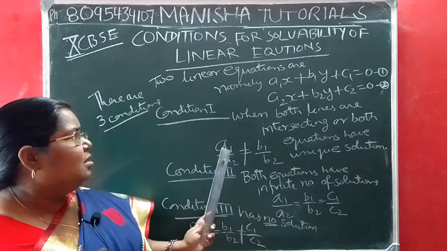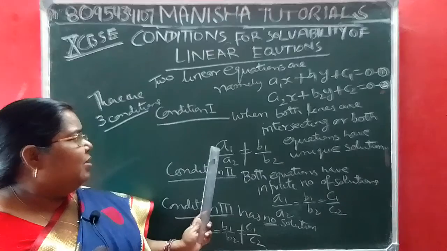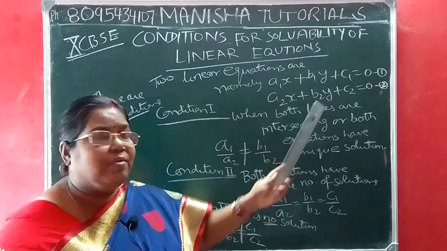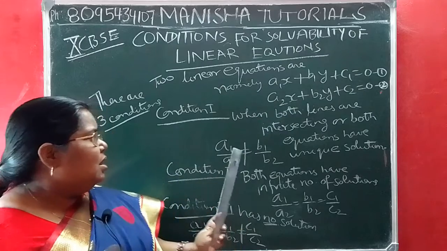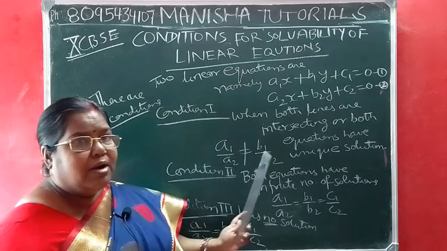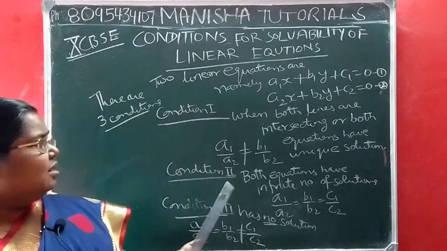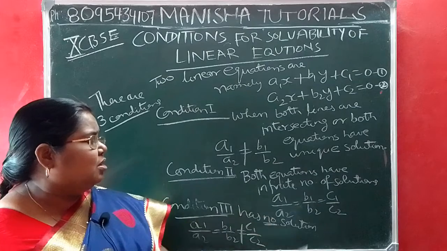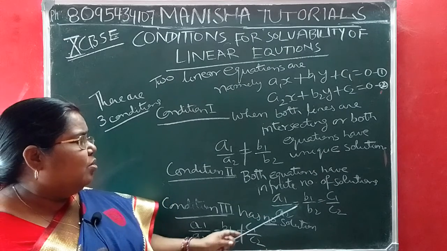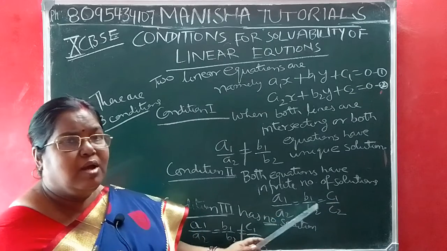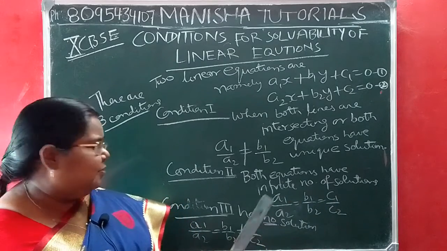So you should know in the proper way how to find the constant values a1, b1, c1 and a2, b2, c2 in the given equations. Then the condition is a1 by a2 is not equal to b1 by b2. Then the second condition: both equations have infinite number of solutions, a1 by a2 is equal to b1 by b2 is equal to c1 by c2. Just keep the condition in mind.